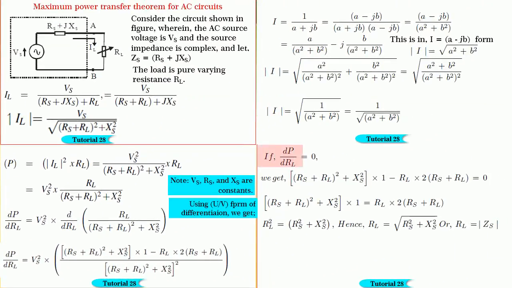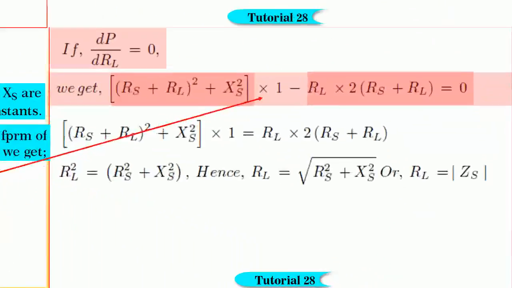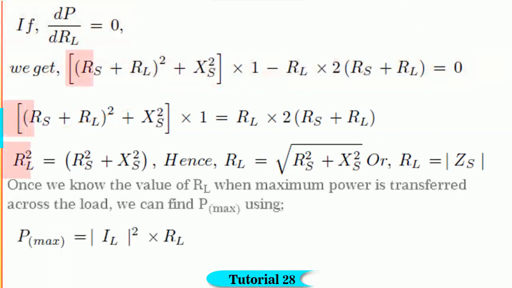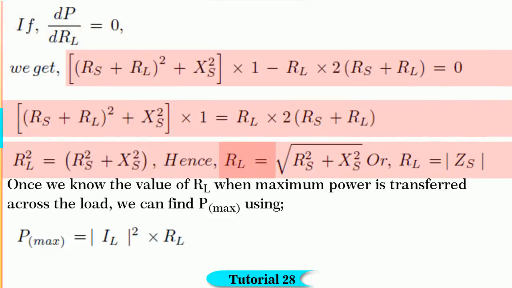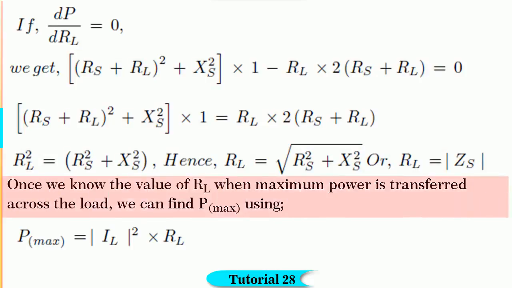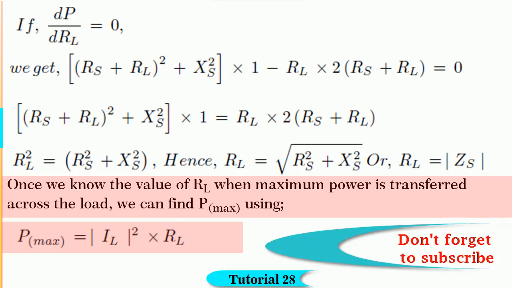Therefore, if dP/dRL is equal to 0, we get (Rs + RL) squared + X squared − RL × 2(Rs + RL) = 0. By solving it, we get RL is equal to the square root of Rs squared + X squared, or RL is equal to mod of ZS. Once we know the value of RL when maximum power is transferred, we can find Pmax using Pmax is equal to mod of IL squared into RL.